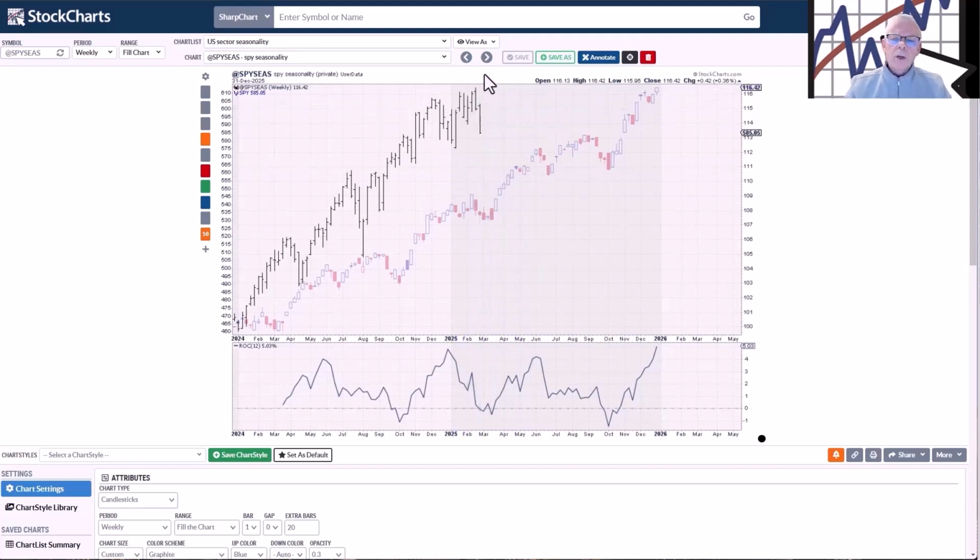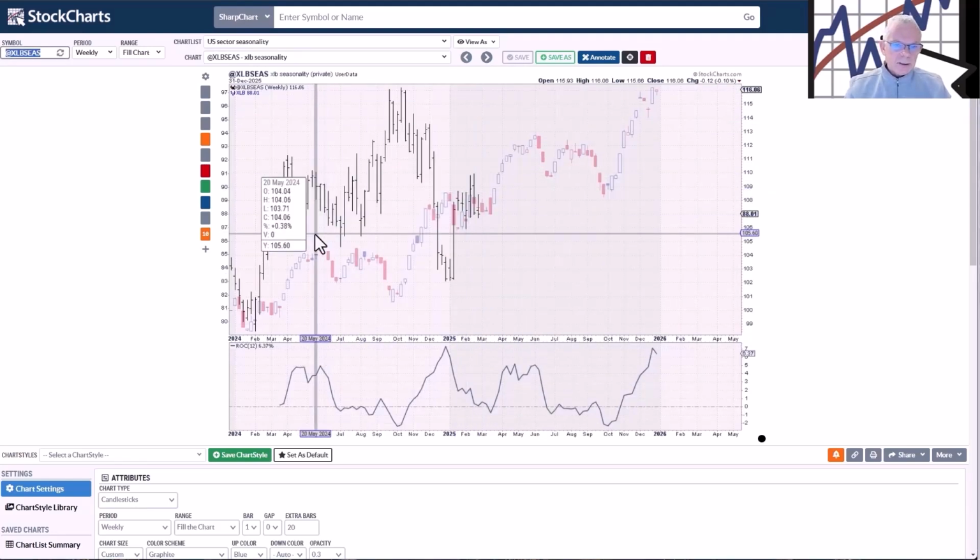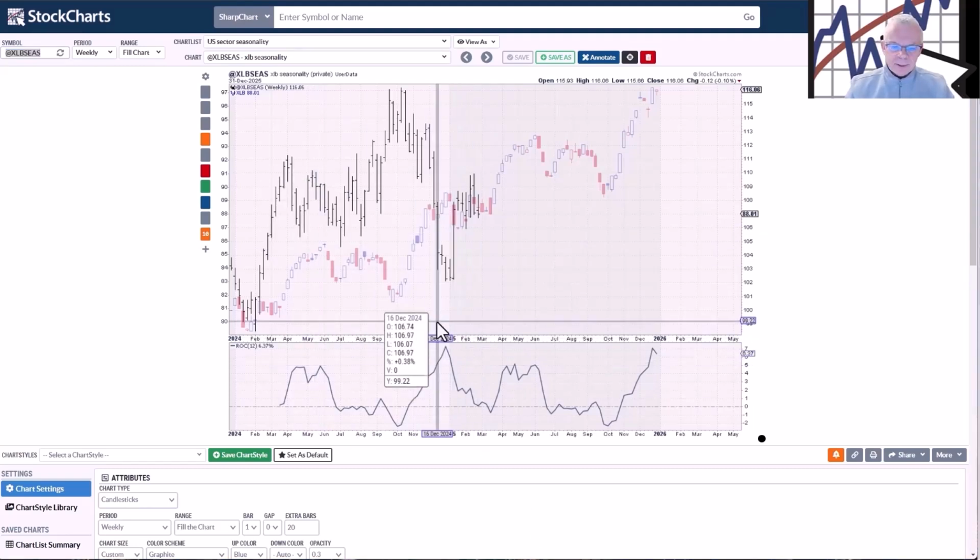Let's quickly go over the individual sectors, and we're going to do the rough seasonal. So this is the price seasonal. And then we're going to do the relative seasonal. We can't do a relative of SPY versus SPY. That doesn't make any sense. But we can do it for each and every individual sector. So I'm going to do this really fast, because otherwise we'll be talking for hours. And that's not the aim of this video.